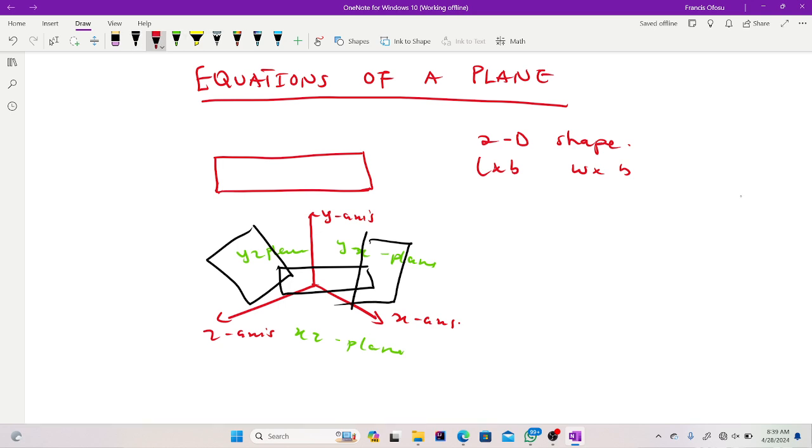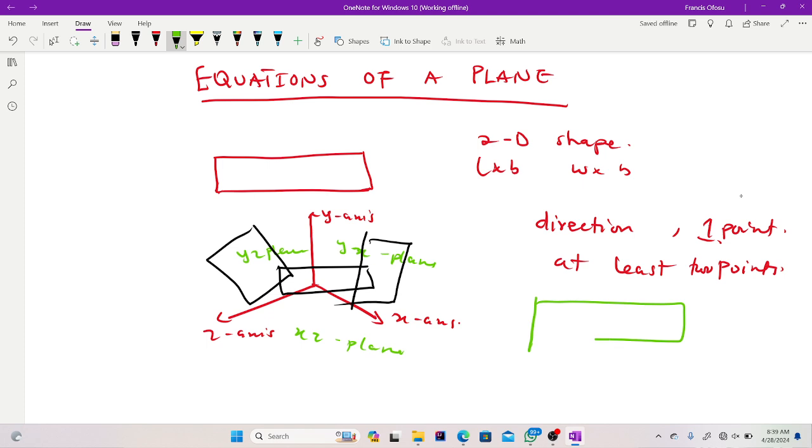Now remember that to find the equation of any geometric figure, we need a direction and at least one point in that particular region, or we need at least 2 points. In the context of a plane, how do I get a direction for a plane? How do I get a direction for a plane, right?